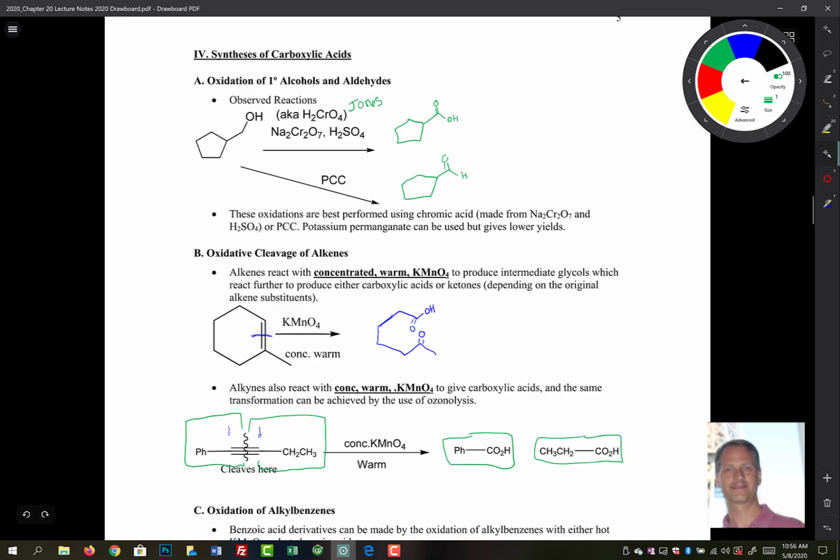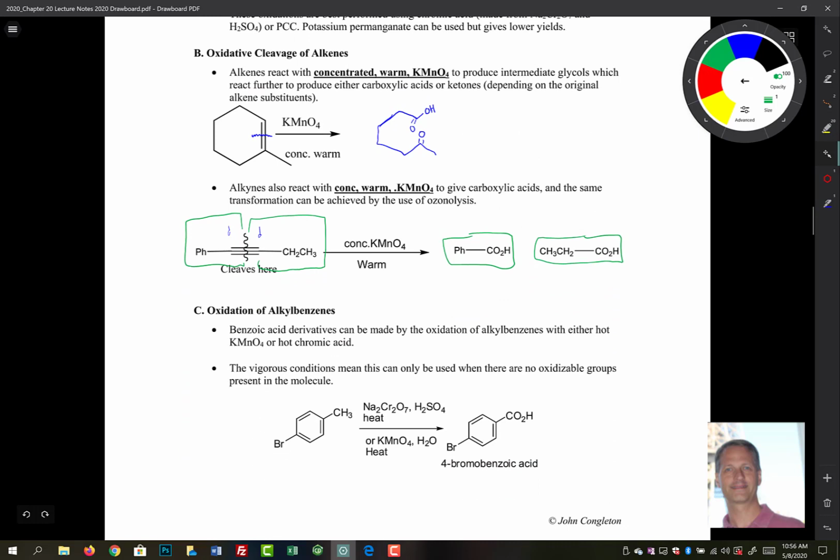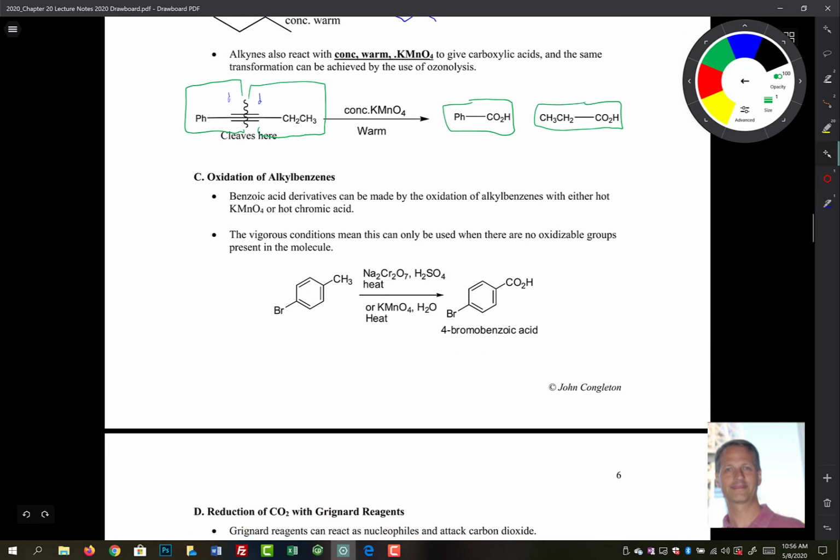We've also seen oxidation of alkyl benzenes. We saw that back in chapter 17. We can do side chain oxidation, is what that was called, right? And then depending on the situation, sometimes you have to do acid workups, but you end up with a carboxylic acid functional group there as a substituent on your ring.